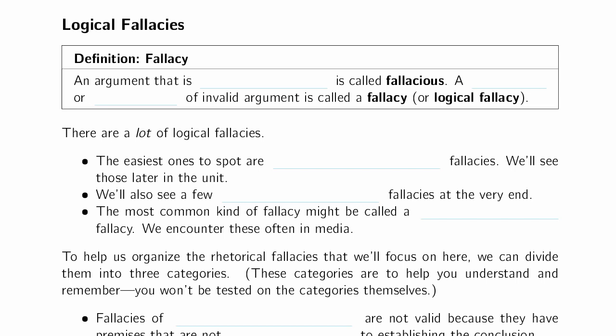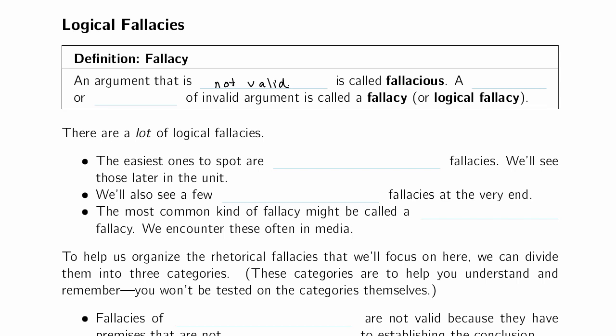Throughout this unit, we're going to be primarily focused on valid arguments, identifying when arguments are valid, and looking at the structure of valid reasoning. However, at this point, we want to take a moment and talk about reasoning that is not valid. An argument that is not valid is called fallacious.